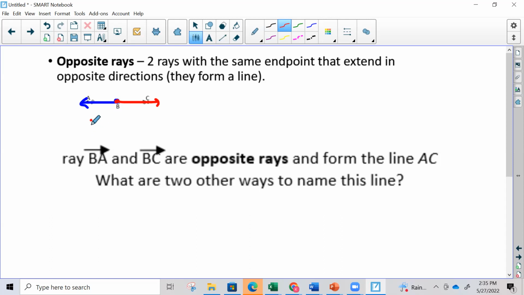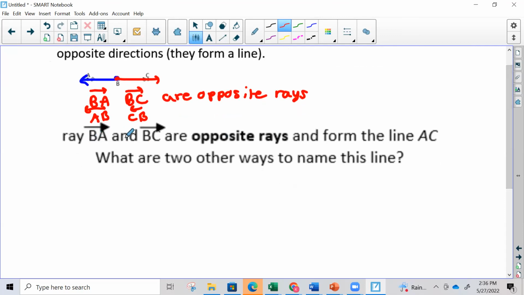So the ray would be BA, which is this one, and I would go this way. If I did AB, just remember your arrow would go this way, because the endpoint has to be on the B. And then I would do BC and this way. Or you could do CB and go that way. But BA and BC are opposite rays. So you find a point on the line and then you create a ray going in different directions.